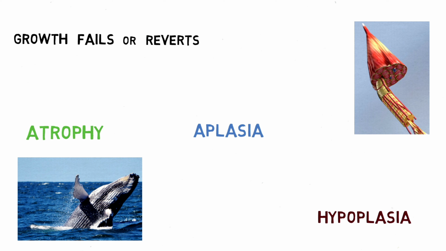Atrophy. A means no and trophy means nourishment. So atrophy means no nourishment. Second, aplasia. A again means no and plasia means development. So aplasia means no development. And hypo means under, so hypoplasia is underdevelopment.